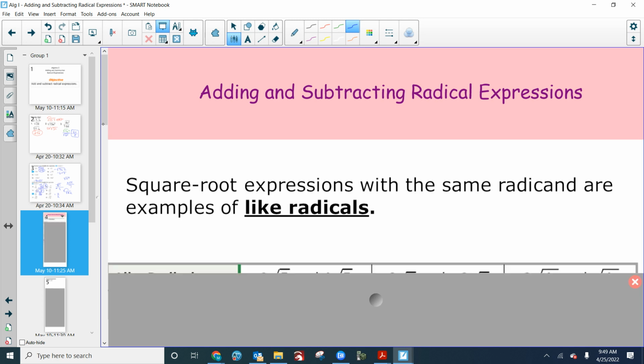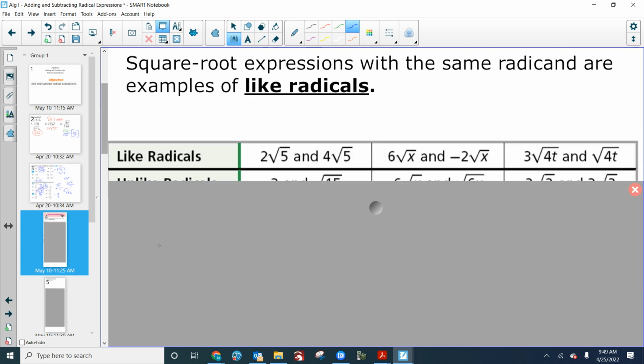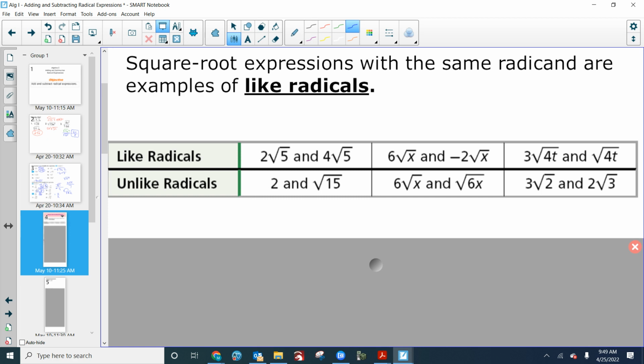Guys, very simple concept today. Radicands just means what's underneath the radical square root symbol. Guys, if we want to add or subtract them, they have to be the same underneath. These are like radicals. These are unlike radicals underneath there. In other words, I could add and subtract. If I added this here, it'd be 6 square root of 5. If I subtracted them, it'd be 4 square root of x.